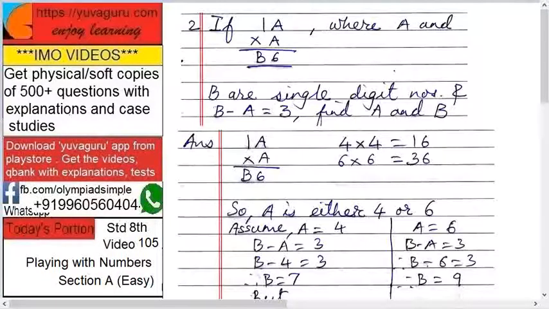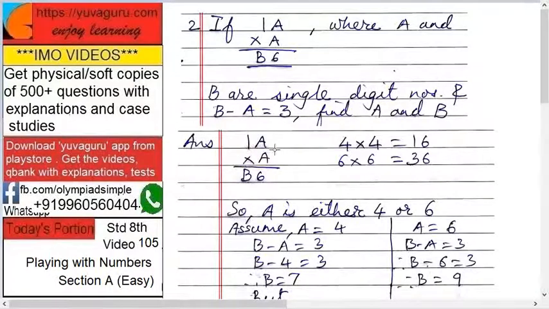Okay. Next one. If 1a into a equals b6, where a and b are single digit numbers and b minus a equals 3, then find a and b. See here, this is some number 1 and some a. We don't know. It can be 1, 2, 3, 4, meaning 12 into 2, 13 into 3, 14 into 4. It can be anything. And the answer is b6, some number we don't know. But the point is both are single digit numbers and b minus a equals 3.